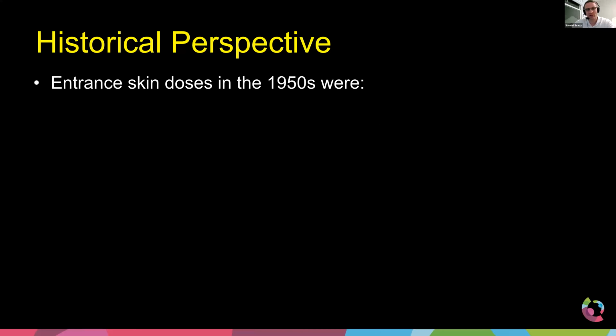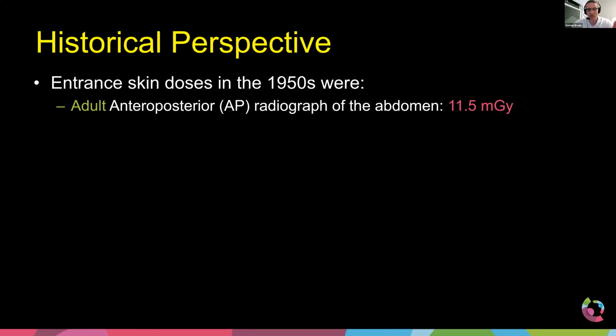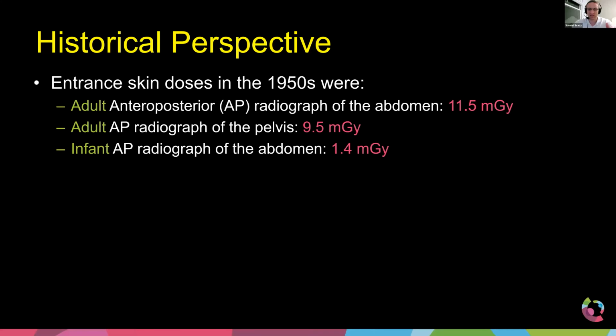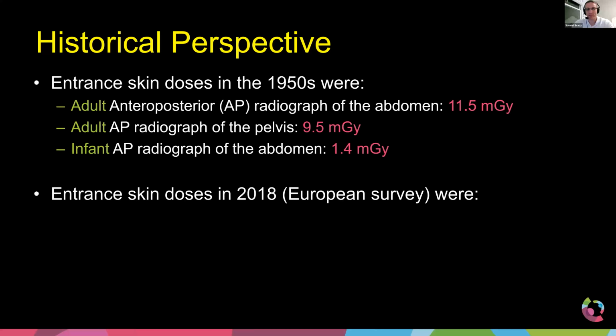So also, looking at this historically, what were the radiation doses? What was the level of radiation we used in planar radiography back in the 1950s? So for an adult anterior posterior radiograph of the abdomen, just a single view, they were about 11.5 milligray. Now, if you did an AP of the pelvis, it was about 9.5. If it was a kid, of course, it was smaller because the patient was smaller, but it was about 1.5, 1.4 milligray.